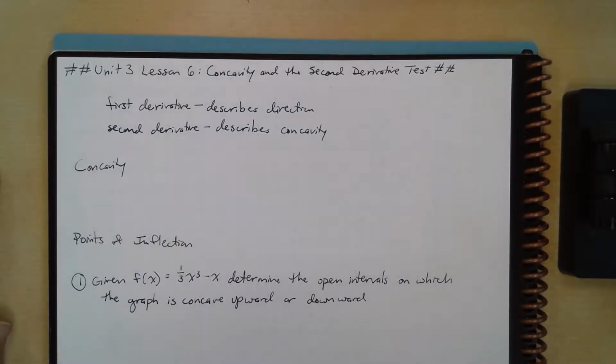Welcome back. Okay, so last time we talked about the first derivative, which describes direction, but now we're going to talk about the second derivative, and the second derivative actually describes concavity. Well, what is concavity? Concavity is just the direction that a function is curving up or down.